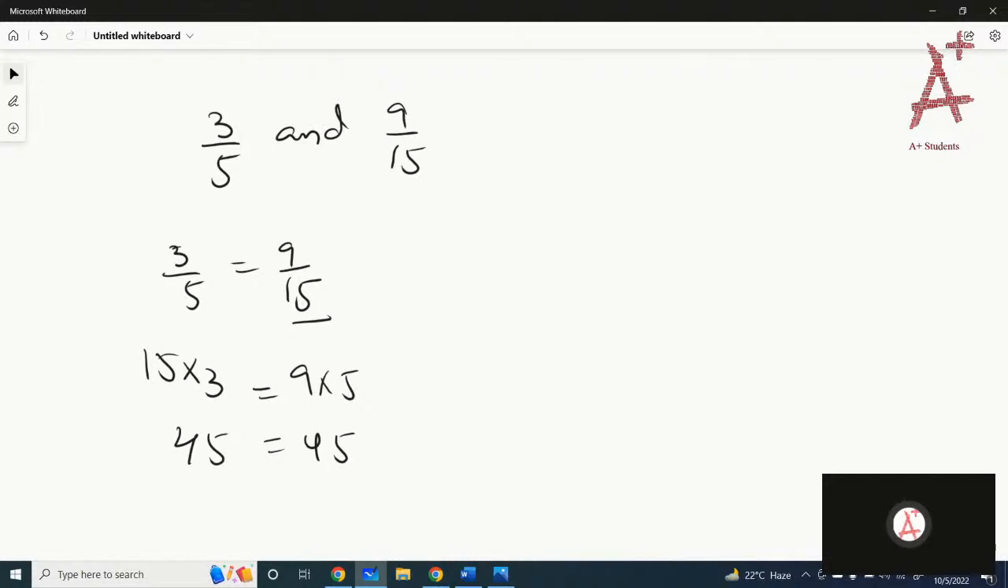Okay, you can complete the test later today. I'm just moving on to the next topic, that is unit rates and equivalent ratios.